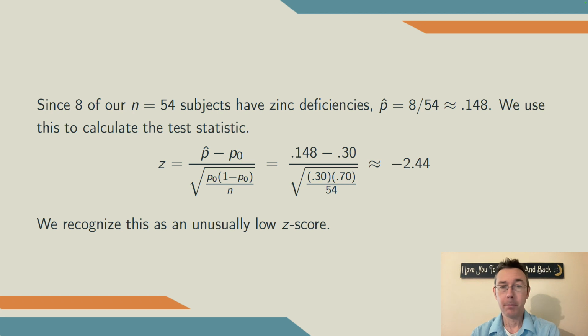Since 8 of our 54 subjects have zinc deficiencies, our sample proportion p hat is 8/54 or 0.148. We have a p naught value of 0.30 and an n of 54. We plug all those things in, do a little bit of arithmetic, and get negative 2.44. We recognize that that is an unusually negative z-score. 95% of z-scores, when we're just doing random selection, fall between -2 and +2. But it's not a radically negative z-score.